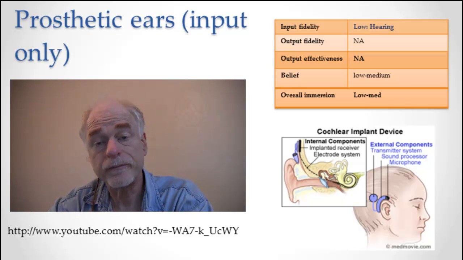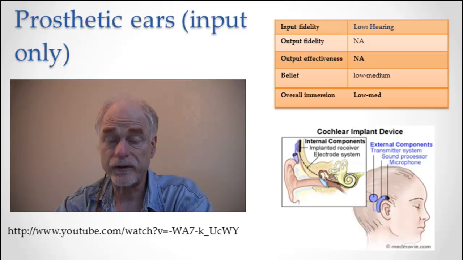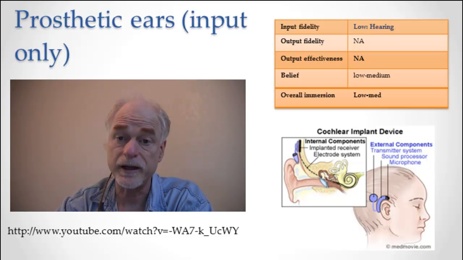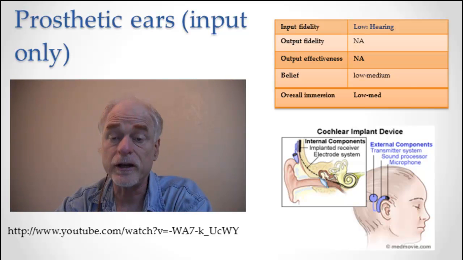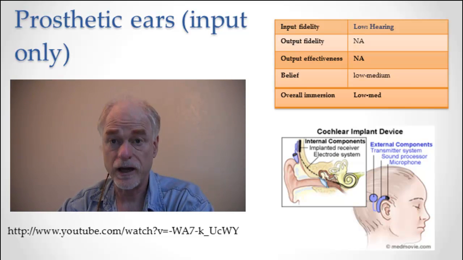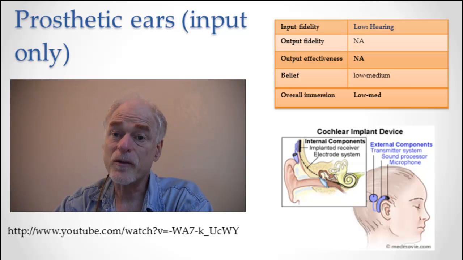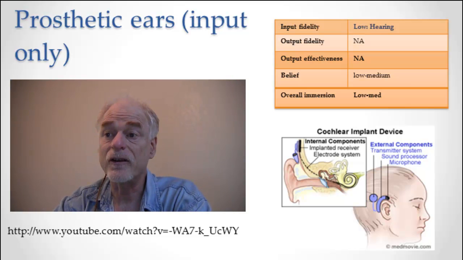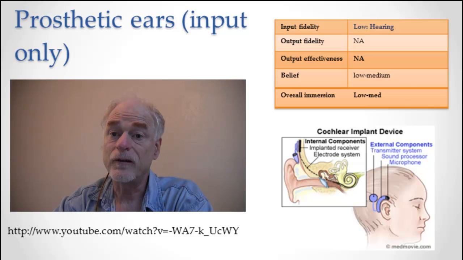So this is real life. People get cochlear implants all the time. It's not that old of a technology, but what is it doing? It's replacing your ear. It's jacking in basically to the nerves that are inside your ear and allowing you to hear. Now the problem with it is that it's got a very low input fidelity, right? It's not really like hearing.